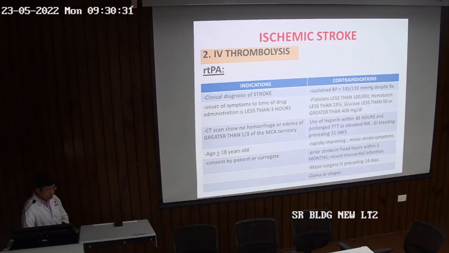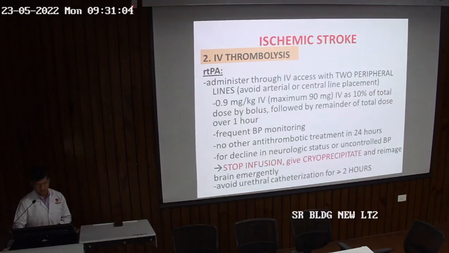But we should also keep in mind certain contraindications which are attached with recombinant tissue plasminogen activator. Like if the patient is having sustained hypertension, platelets less than 1 lakh, hematocrit less than 25%, glucose less than 50 or greater than 400. The patient is having a hemorrhagic stroke, the patient is comatose, if he has gone through major surgery in the preceding 14 days, or prior stroke or head injury within 3 months. So these are the contraindications which should be kept in mind before going for IV thrombolysis.